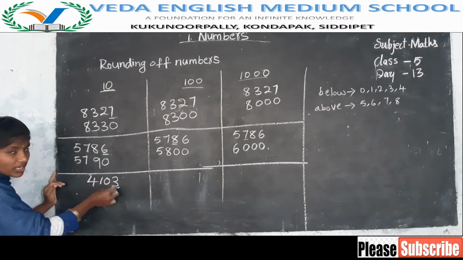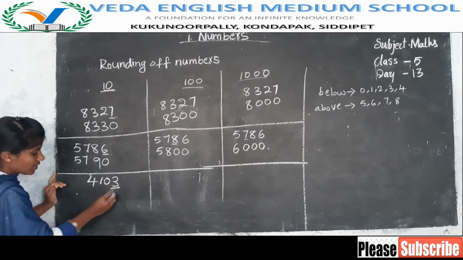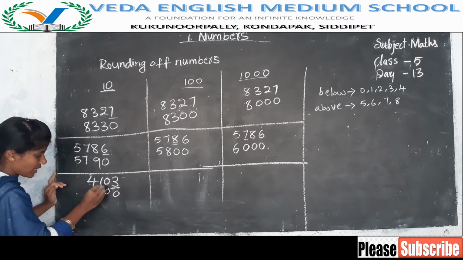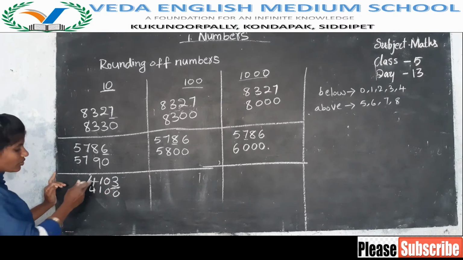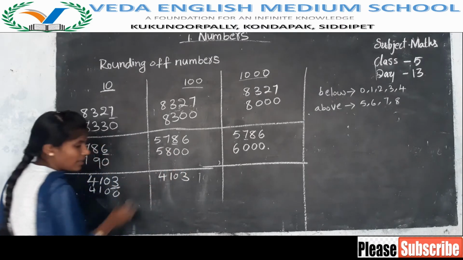You have to check the next number, not the same number. Now it is a below number, so do you have to increase the next number? No, there is no need to increase the next number. You have to write the next number as it is, you will get 0. All are like that one. 4103 is nearest to 4100. Same, 4103 is nearest to hundreds.